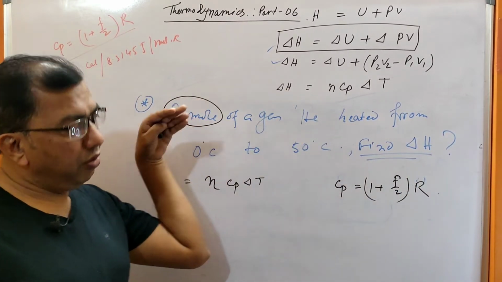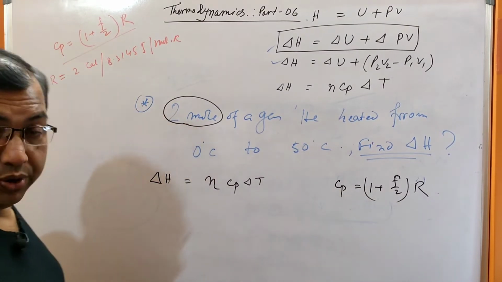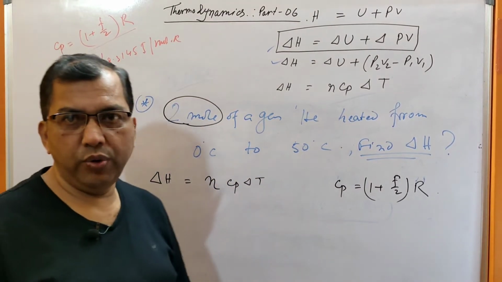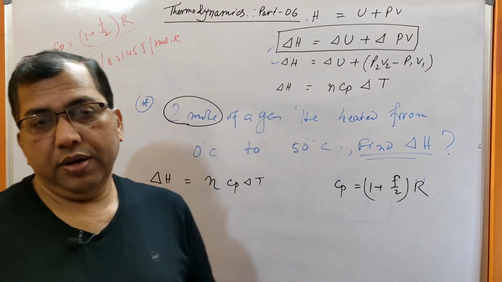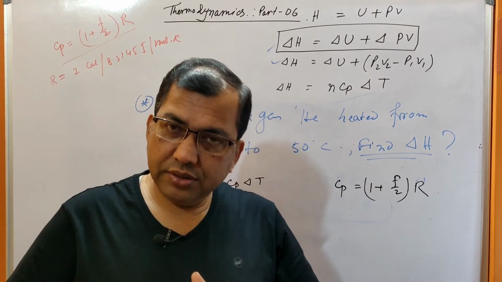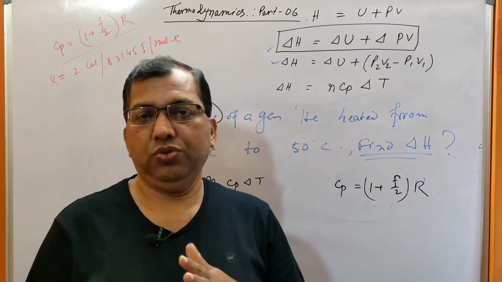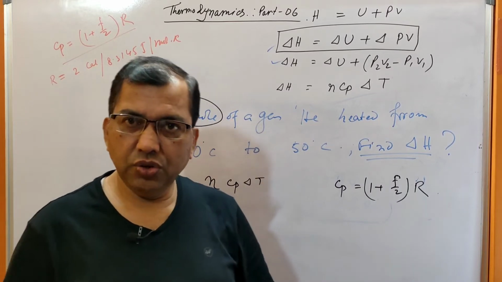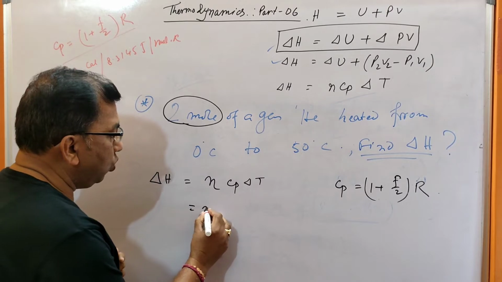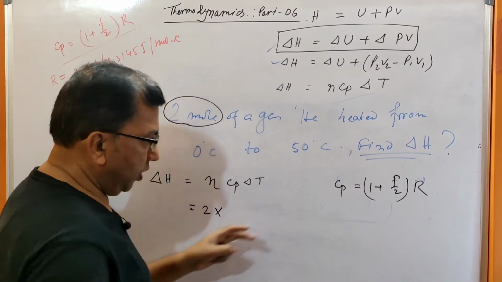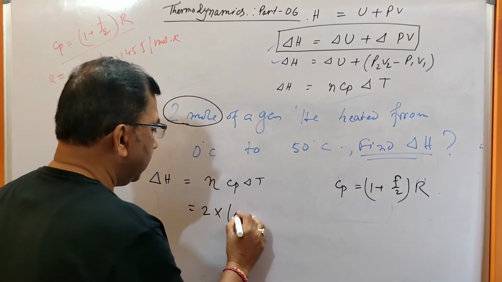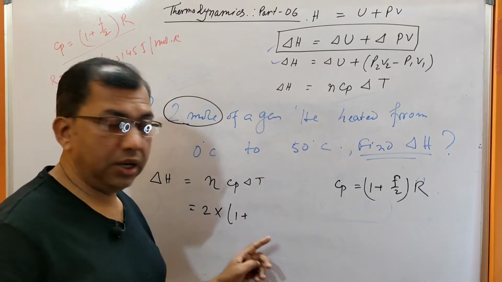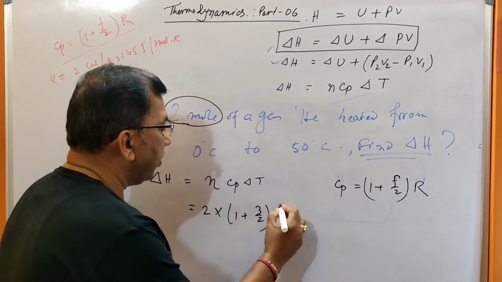In case of calorie, you have to put the value of R equals 2 calorie. In case of a monoatomic gas, I have told you, the value of F is 3. In case of a diatomic gas, it is 5, and polyatomic 6. So here n equals 2 moles, 2 into Cp, which means 1 plus F by 2. What will be the value of F here? 3, so 1 plus 3 by 2, into R into delta T.